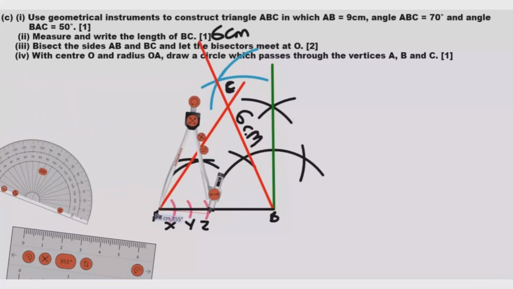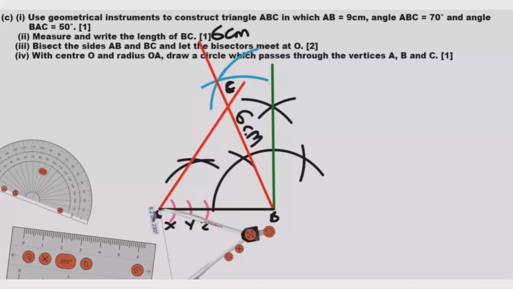Okay, now once we put the compass there, we can get the distance of this line, but it has to be bigger than the length. We get more than half of the length. Then what we do is we construct a line.